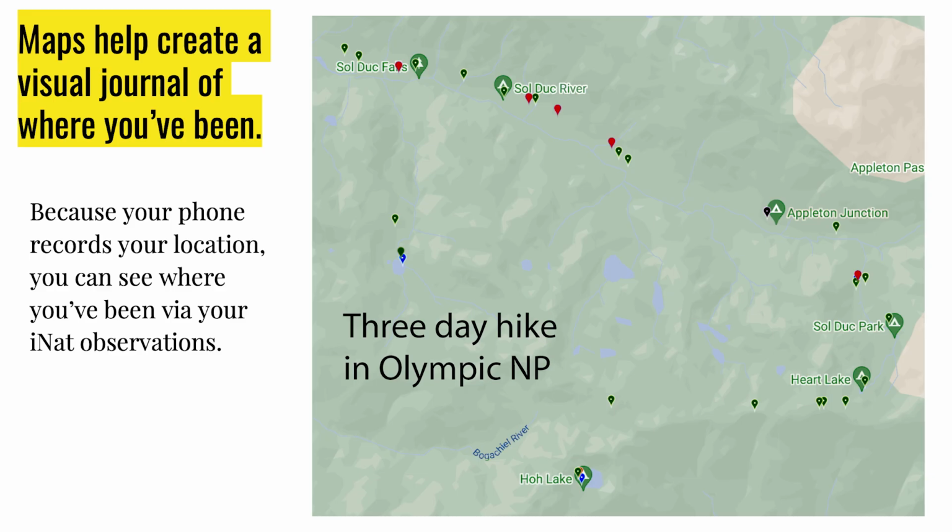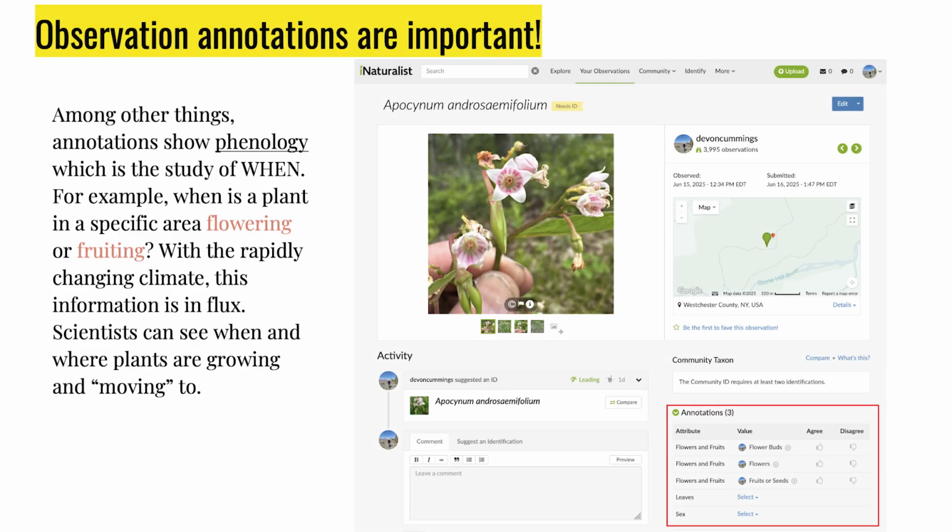So this is a 3-day hike I did in Olympic National Park. Anytime that you do a hike or go somewhere, as long as you're taking pictures and making observations, you can go to your map and see where you were. So I can see the route that we took and where we were. There are annotations on the page for your observations.